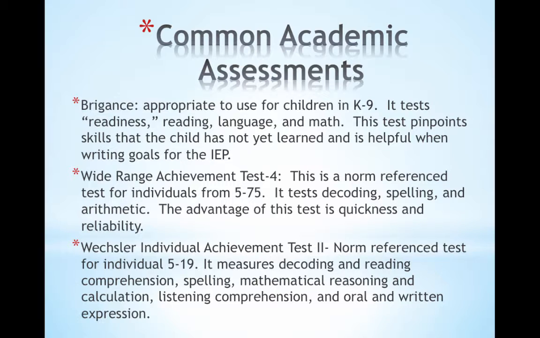Another assessment is the Wide Range Achievement Test. This is a norm-referenced test for individuals from ages 5 to 75. It tests decoding, spelling, and arithmetic. Another test is the Wechsler Individual Achievement Test, and this is also a norm-referenced test for individuals from ages 5 to 19. This measures decoding and reading comprehension, spelling, mathematical reasoning and calculation, listening comprehension, and oral and written expression.